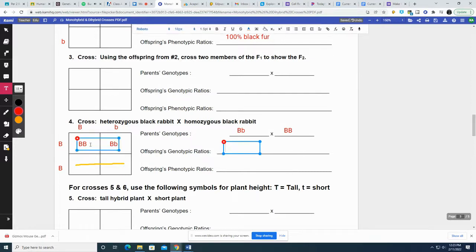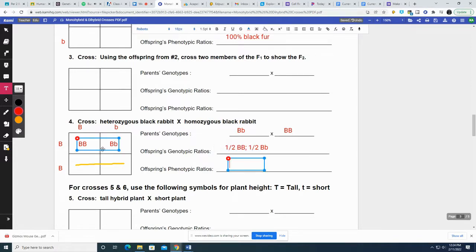Genotypic ratios. How many of them out of 2 are big B, big B? I see 1. So 1 out of 2 will have the genotype of big B, big B. And the other one on the top right, 1 out of 2, will have the genotype of big B, little b. Phenotypic ratio. That's just asking, hey, what are these rabbits going to look like?